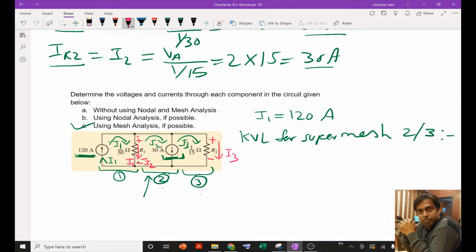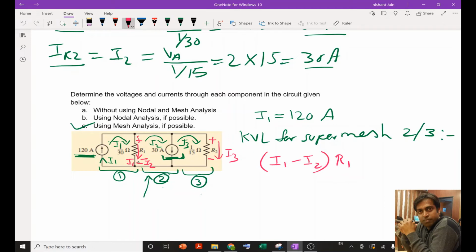Now if I write a KVL equation for super mesh 2, 3, there are only two potential drops and we do not have any voltage source, so we just need to add these two voltage drops across R1 and R2. So the potential drop across R1 will be (I1 minus I2) into R1. Now since the polarity across R1 is from minus to plus, if we are moving in a clockwise direction, first we encounter minus, then plus.